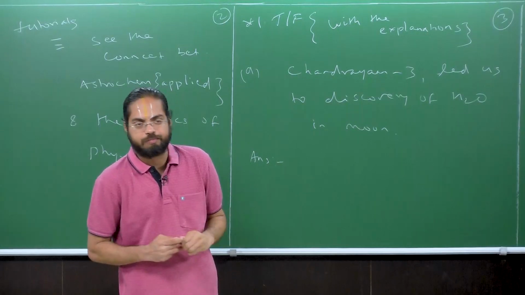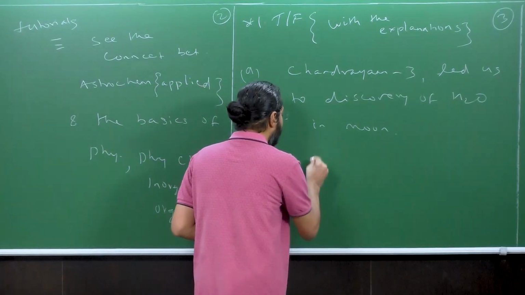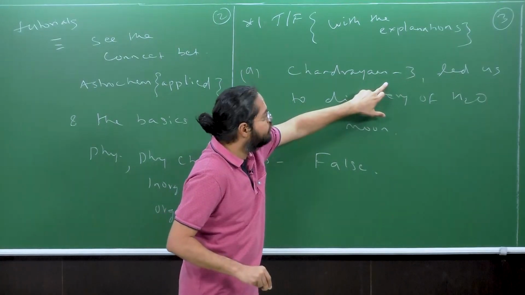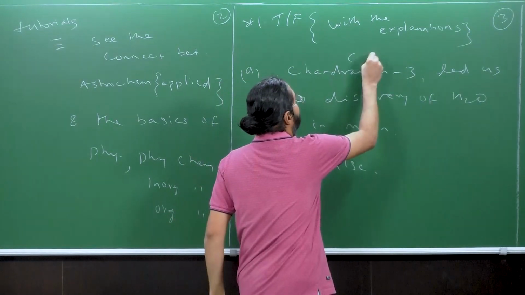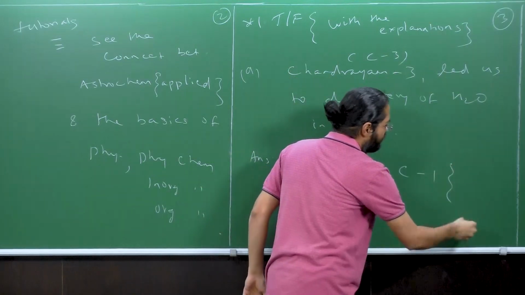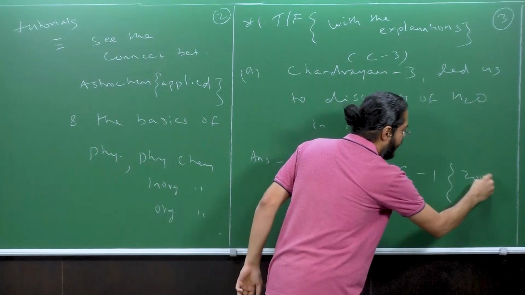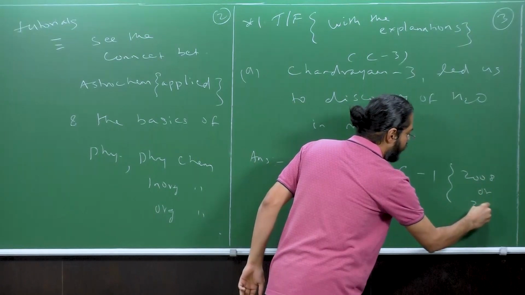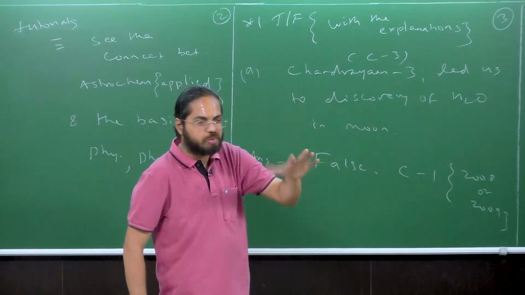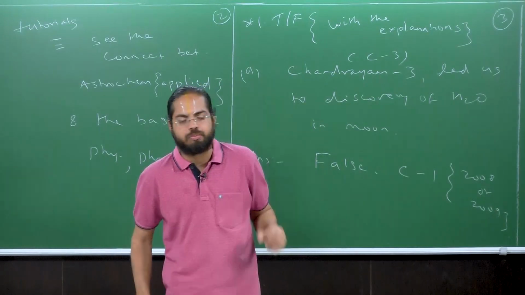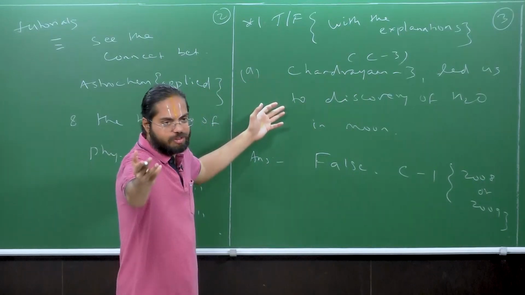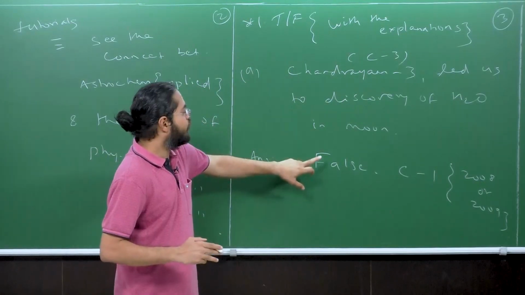So what is the answer? The answer is, it's false. The answer is actually that it is not Chandrayaan 3. I'll just call it C3, but it was C1 way back, I think in 2008 or 2009. So Chandrayaan 1, this is kind of a factual general knowledge type question. We're just warming into the tutorial. So if it was too easy, don't mind it. So the answer is false.